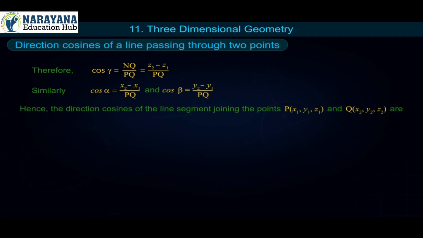Hence, the direction cosines of the line segment joining the points P(x1, y1, z1) and Q(x2, y2, z2) are (x2 minus x1) upon PQ, (y2 minus y1) upon PQ, (z2 minus z1) upon PQ, where PQ is equal to square root of (x2 minus x1) whole square plus (y2 minus y1) whole square plus (z2 minus z1) whole square.